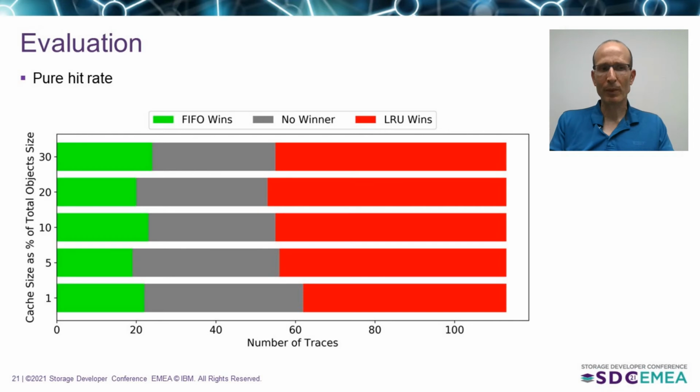Here's what we found. If you look at pure hit rate, then LRU wins. It's fairly simple. LRU keeps additional information. LRU has recency information which FIFO lacks. So when you're running with a cache that uses LRU, you're going to find that the data that you're trying to read is in the cache more often than if you're running with a cache that's based on FIFO.